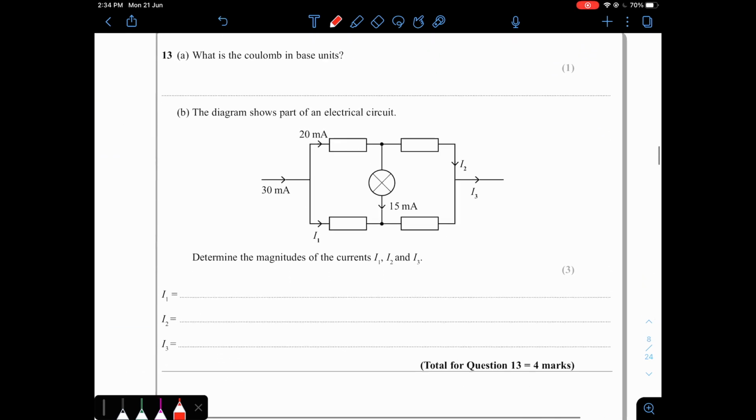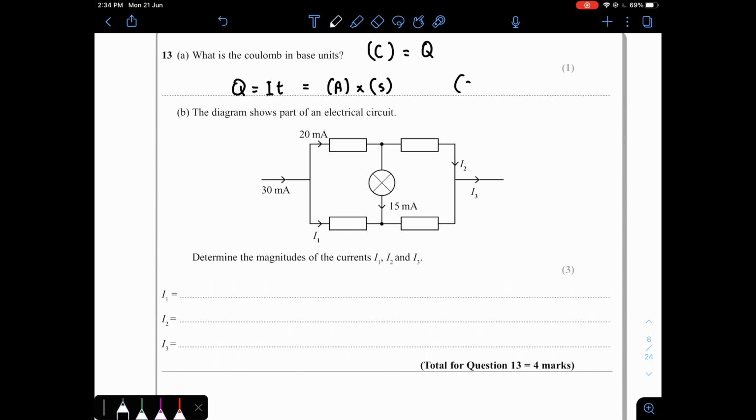Now question number 13. What is coulomb in base units? Coulomb is the unit for Q. Now we need a formula in terms of Q. Q is IT, isn't it? Now what is I measured in? I is measured in amperes, multiplied by time, which is in seconds. So our coulomb should be the same thing as ampere second, AS. Okay, so that is the answer. The answer is AS.